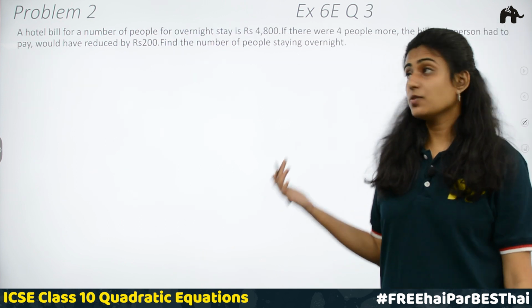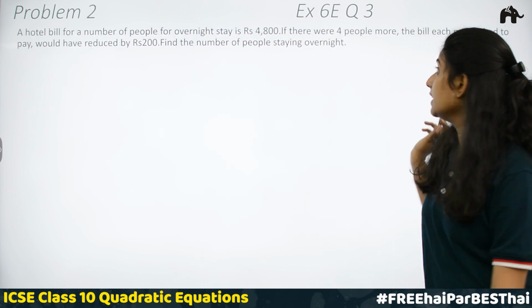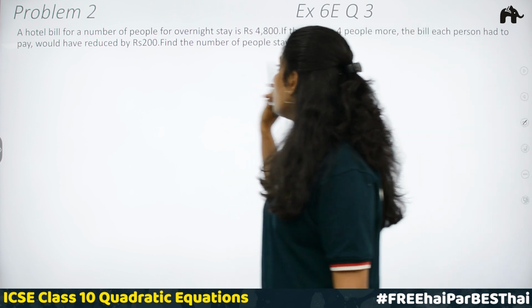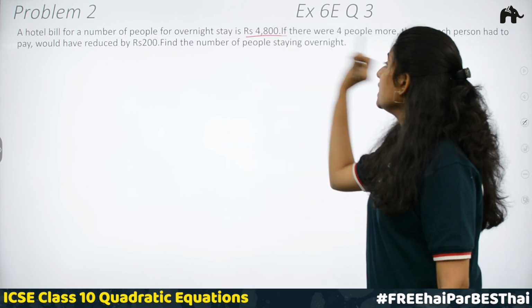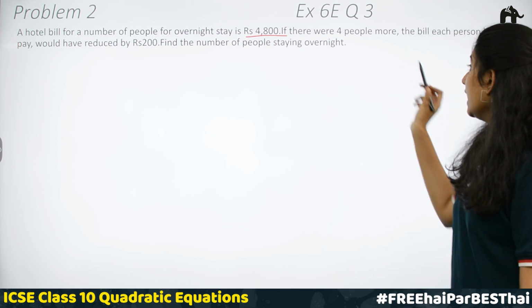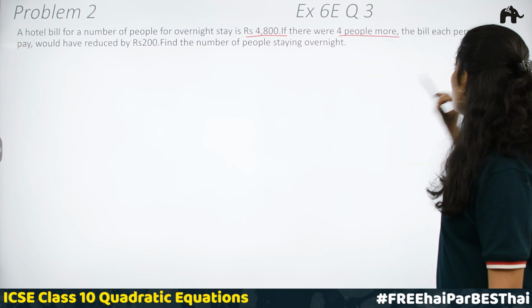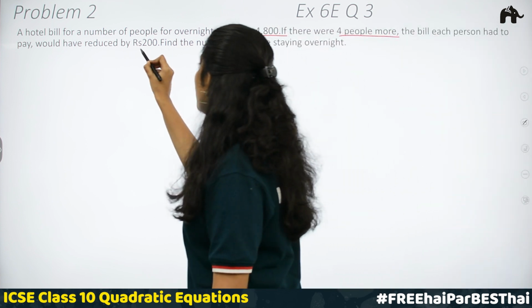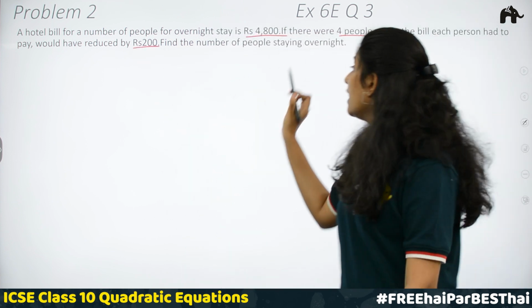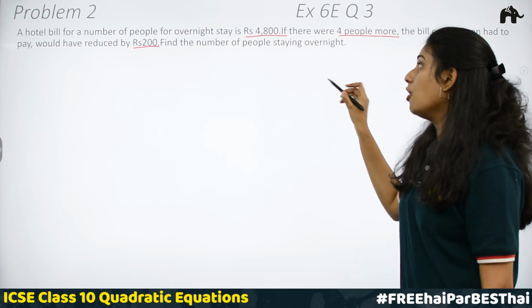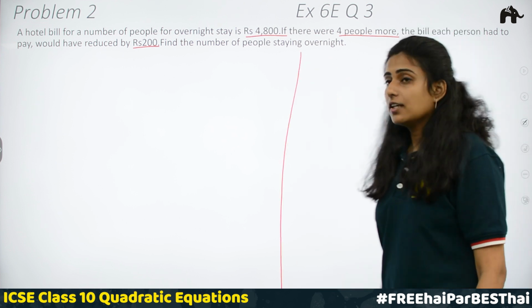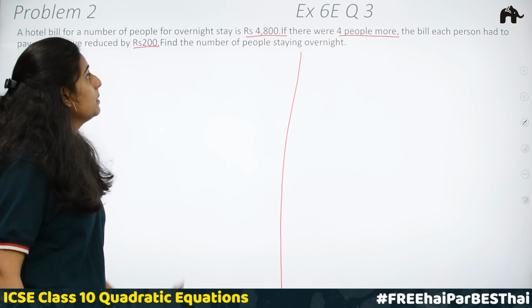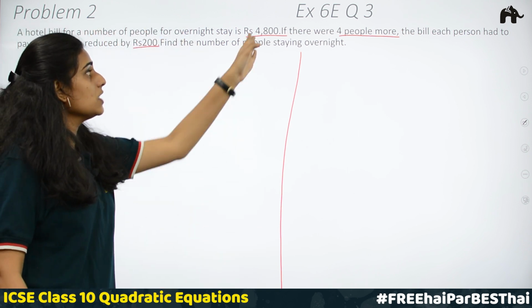Understood? Next question. Problem 2, question 3 of exercise 6E. A hotel bill for a number of people for overnight stay is rupees 4,800. If there were 4 people more, the bill each person had to pay would have reduced by rupees 200. Find the number of people staying overnight. Question is clear, right?